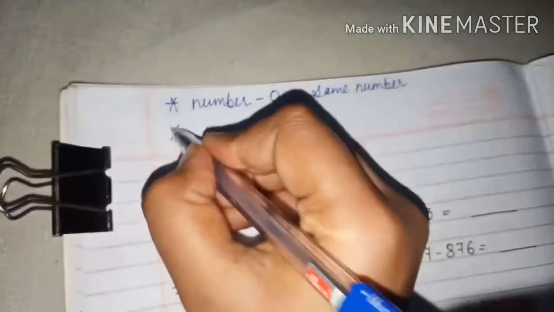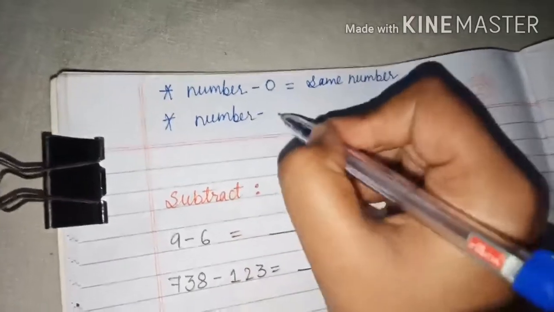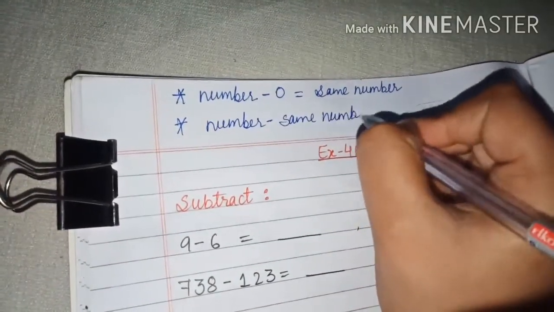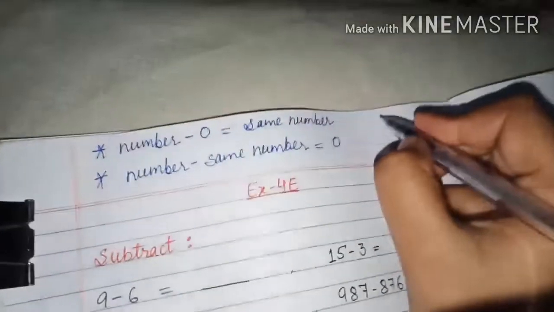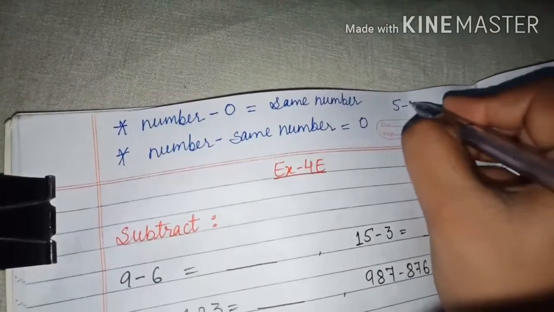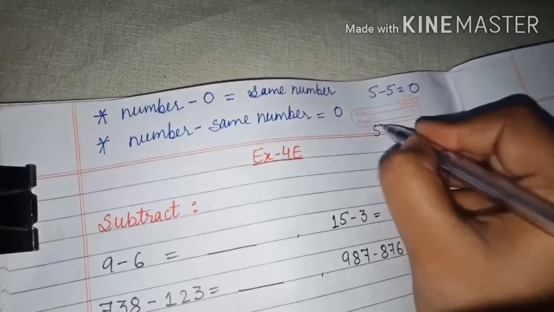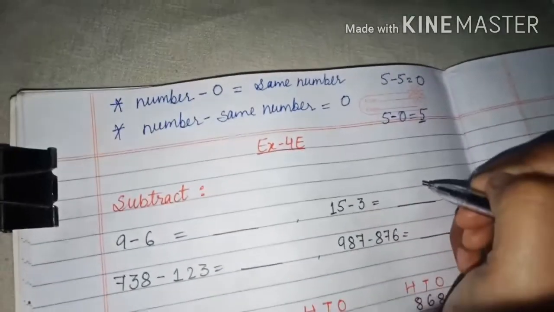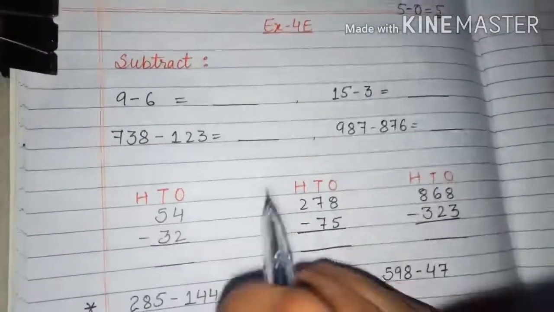And the second thing is, if you are subtracting any number from the same number, then what result would you get? You will get 0. For example, if I am subtracting 5 from 5, what answer will you get? 0. If you are subtracting 0 from 5, then you will get 5 as your answer. Is it clear? Now let's start with our exercise 4E.